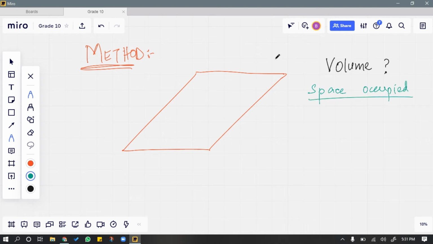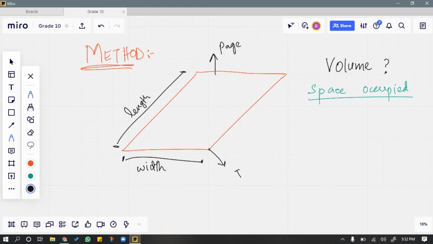So in case of specified or definite shape objects, we have certain formulas for finding the volume. For example, this is a page which I drew in front of you, a page of a book. It has its own length, it has its own width. So this is the length of the page, this is the width of it. The other attribute is its height, or you can say thickness. But this page is too thin, like we don't know how to find the thickness.